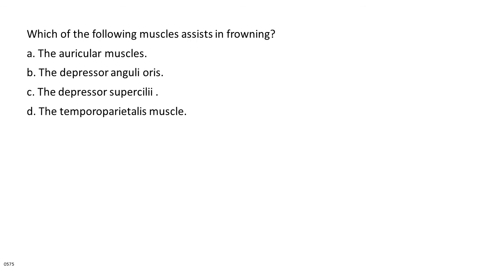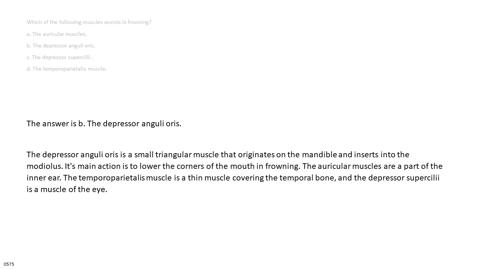Which of the following muscles assists in frowning? A. The auricular muscles. B. The depressor anguli oris. C. The depressor supercilii. D. The temporoparietalis muscle. The answer is B. The depressor anguli oris.